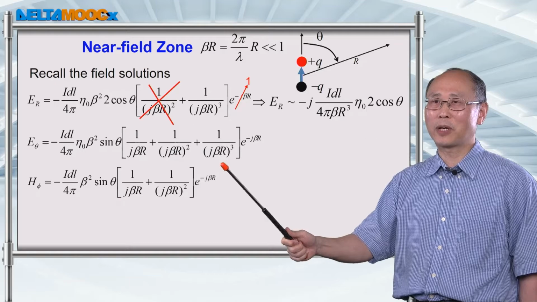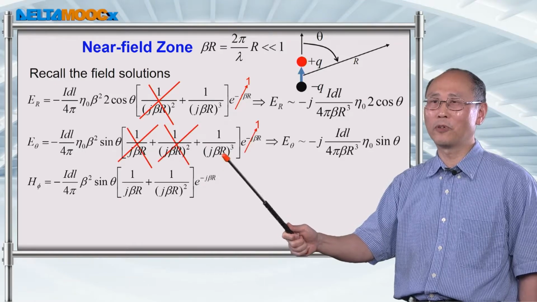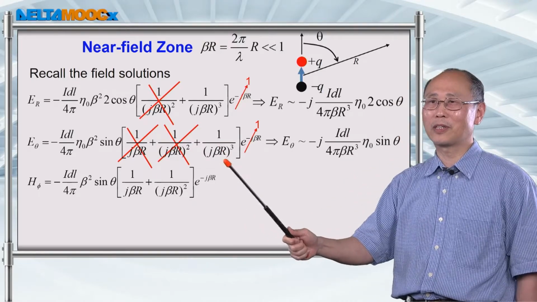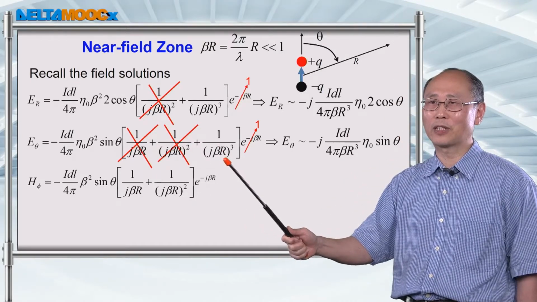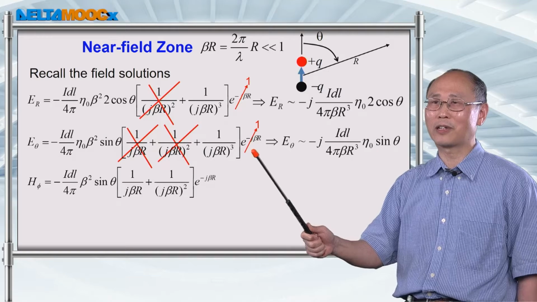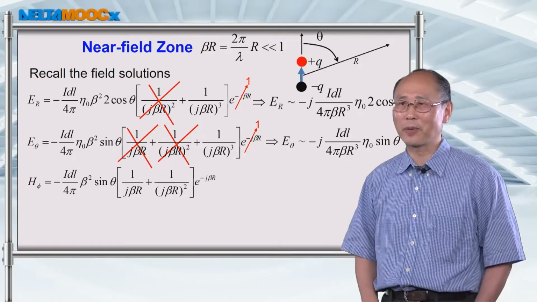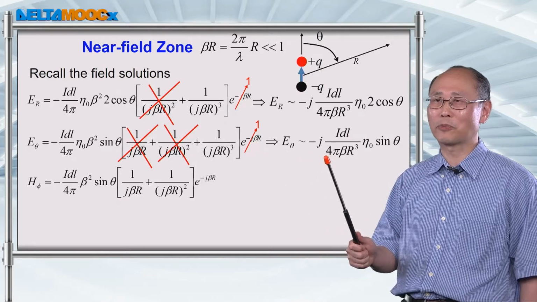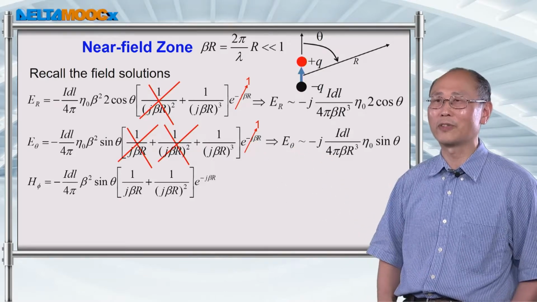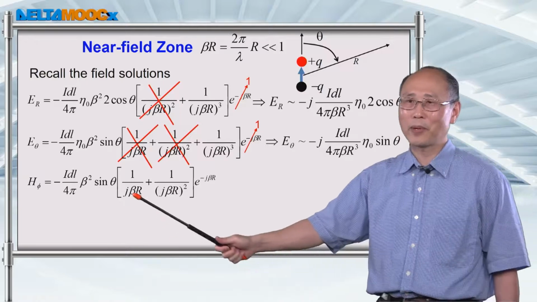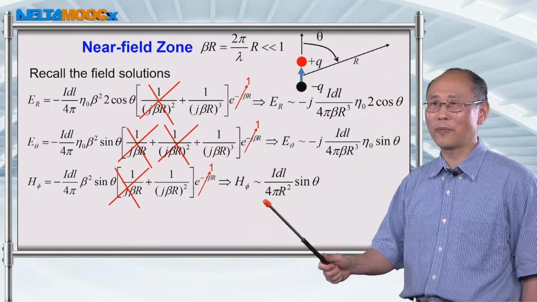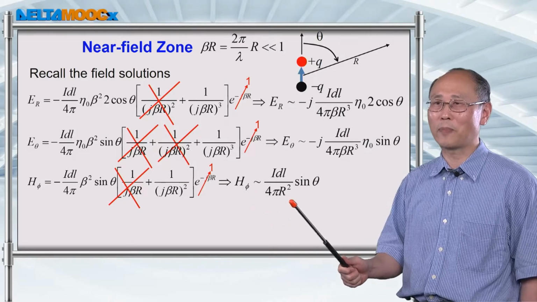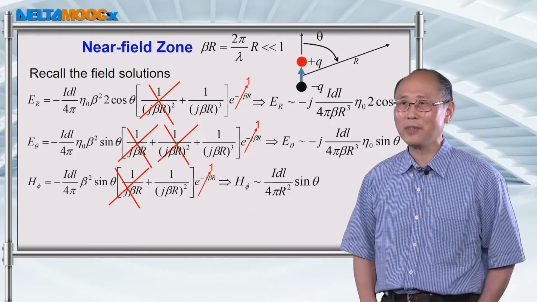Also, let's do the same approximation to these field components. So we cross out this term and also this term, just keep this significant term in this expression, and also allow this phase term to approximate a value of 1. Then you have a simple expression for the theta component of the electric field. For the magnetic field, we also do the same thing. So you get the phi component of the magnetic field described by this expression.